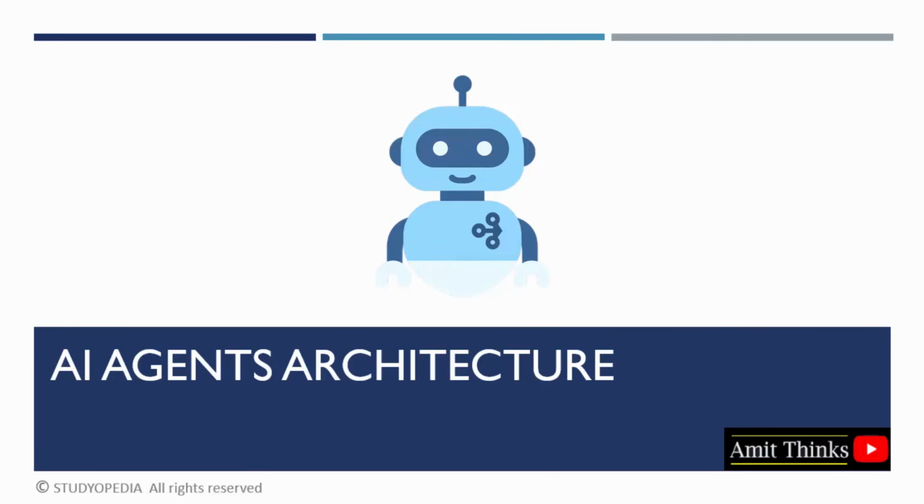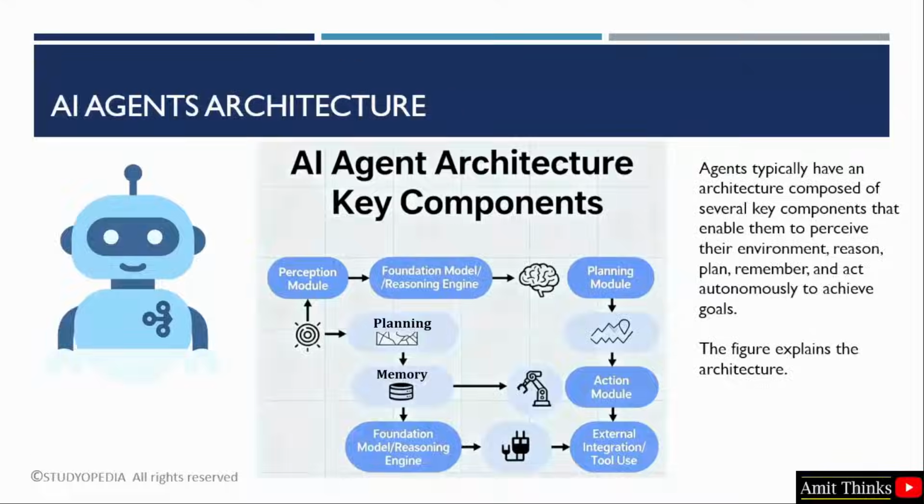In this lesson, we will understand the architecture of AI agents. With that, we will also understand its components. Let us start. So AI agents typically have an architecture that consists of various components. These components enable them to perceive their environment, reason, plan, remember, and act autonomously to achieve specific goals.